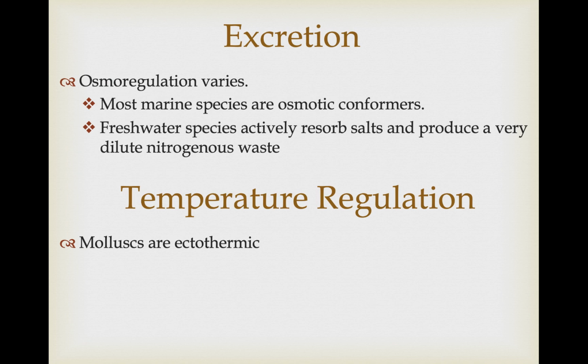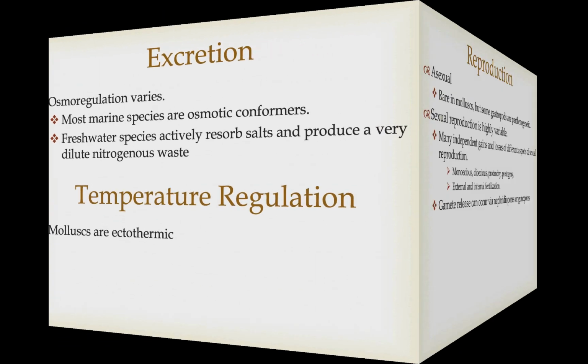The importance of osmoregulation varies. So most marine species are simply osmotic conformers, and so they just live in areas where the osmotic pressure doesn't change very much. So ocean water stays relatively constant unless you're too close to the shore and too close to a river valley, for example. But the freshwater species have to actively resorb salts and produce more dilute nitrogenous waste so they can get rid of that water that's constantly trying to enter their body. And we're still dealing with ectothermic animals.